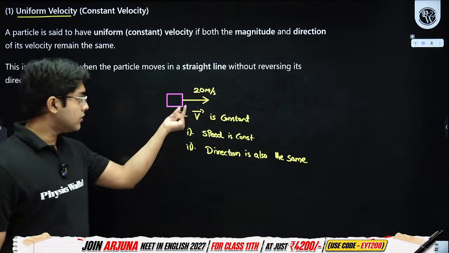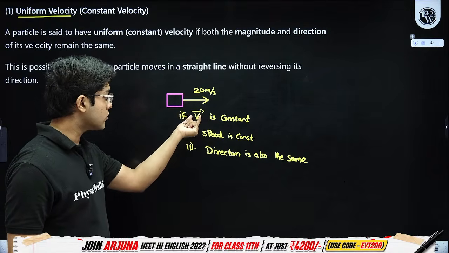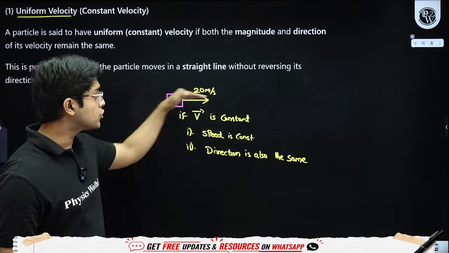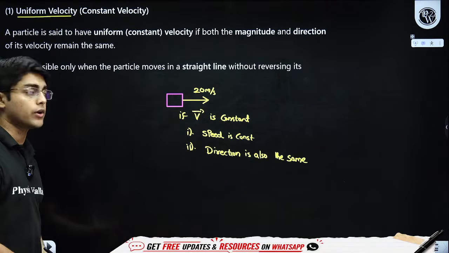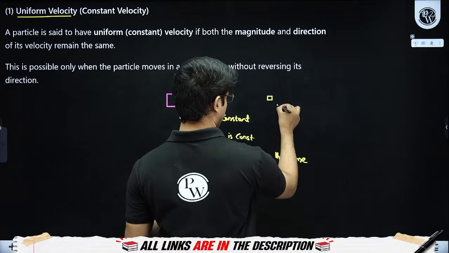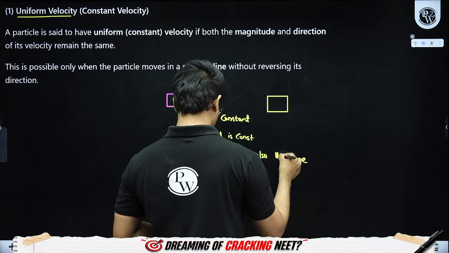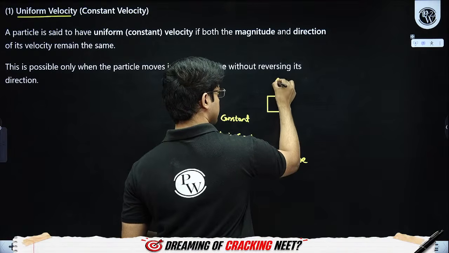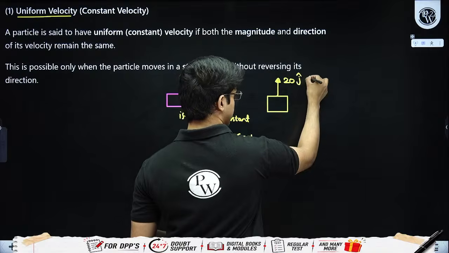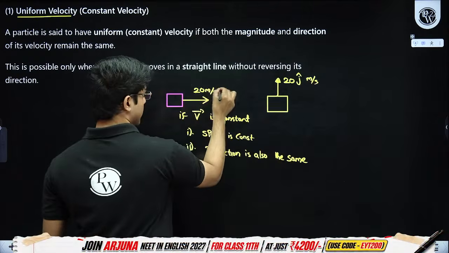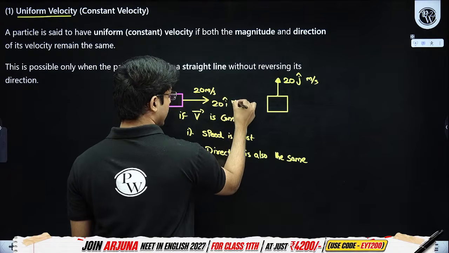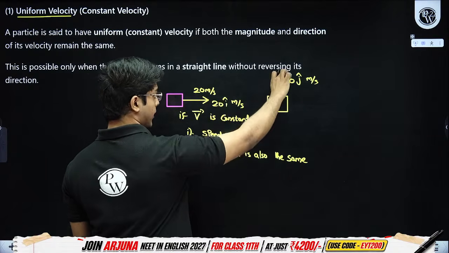So if this 20 meter per second i cap velocity is constant, it should be 20 the speed, and it should always be in the i cap direction. If I take another velocity vector, which is 20 meter per second speed but in the j cap direction, this is 20 j cap. But this is 20 i cap. 20 i cap is not equal to 20 j cap.